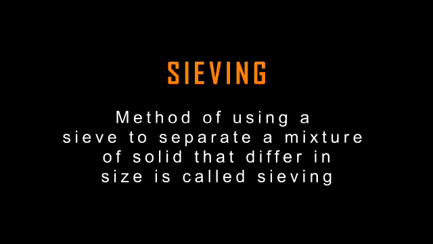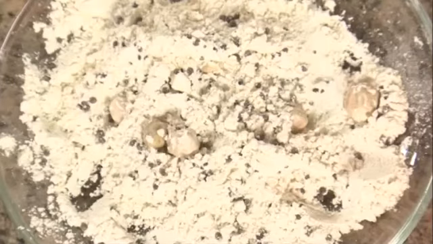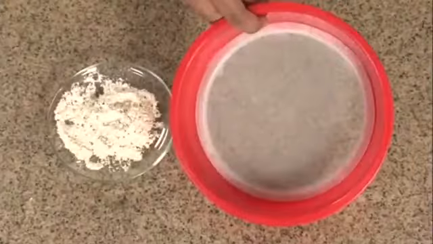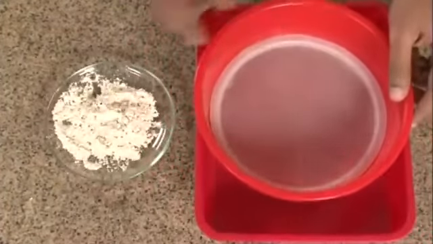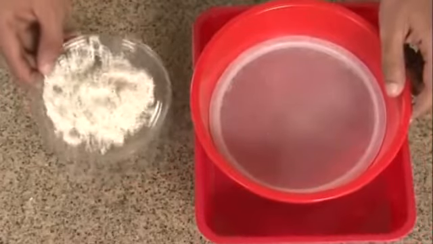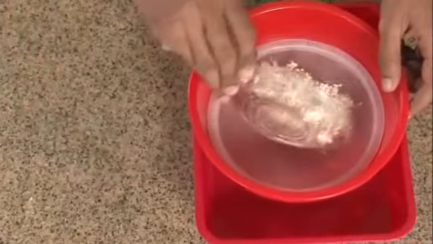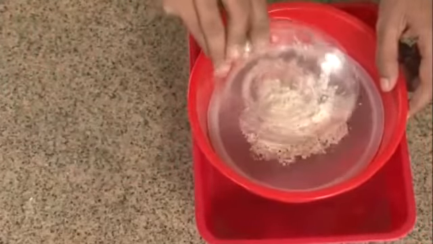Let us do an activity to see separation through sieve. We need a mixture of flour, mustard seeds and Bengal gram, a mesh sieve and a tray. Take a mesh and put a mixture in it. Sieve it properly. A sieve is used to separate two substances which differ in size.